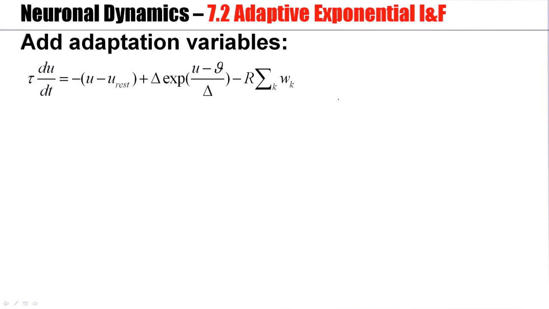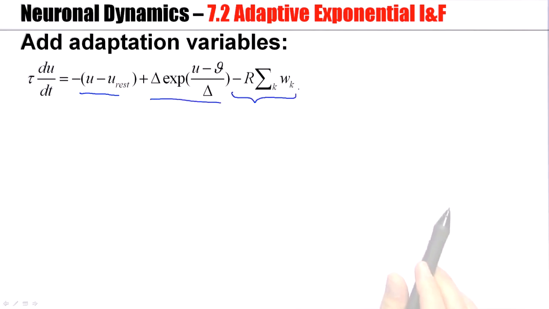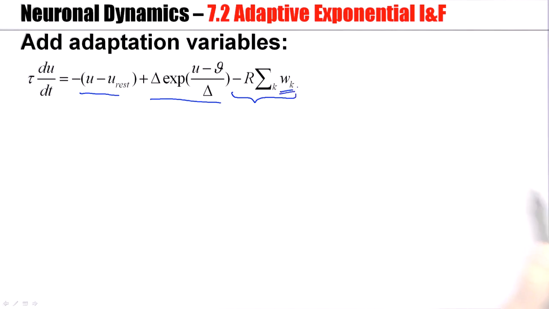What can we do about this? Well, the answer is let's add adaptation variables. Remember, the exponential integrated fire model has a linear term, it has an exponential term, and then it has a current. This is a driving current normally. Now here, the driving current is really given by other variables, W. These are auxiliary variables called adaptation variables. And of course, there is still the external input current.